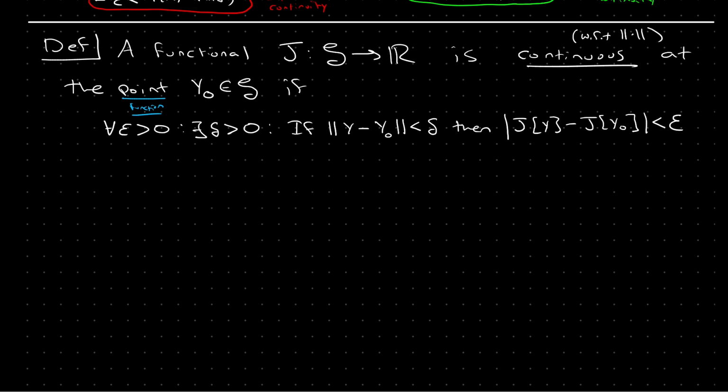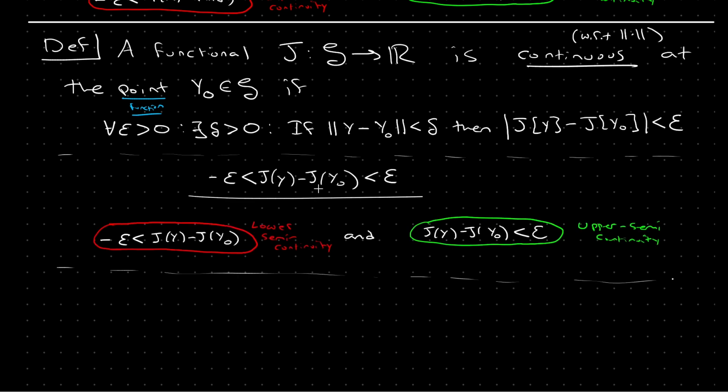And just like before, we can extend this to upper and lower semi-continuity as well, with some minor modifications when we split this conclusion right here into two separate inequalities. This is an extremely important idea for the direct methods of solving calculus of variations problems.